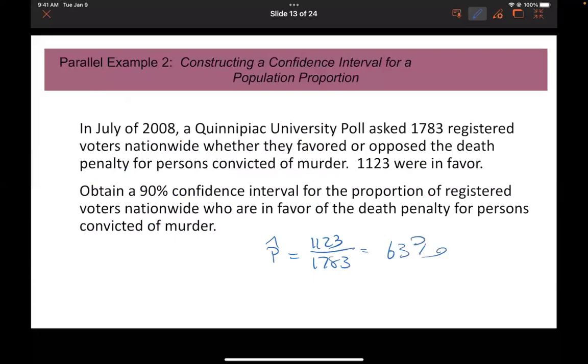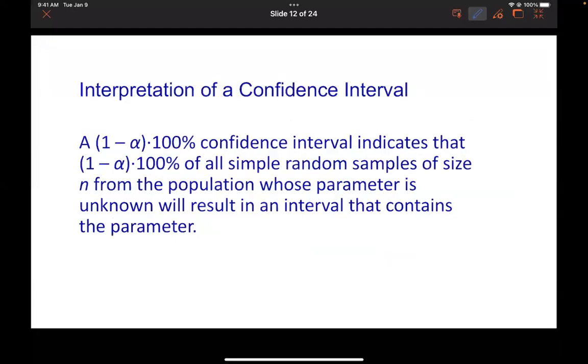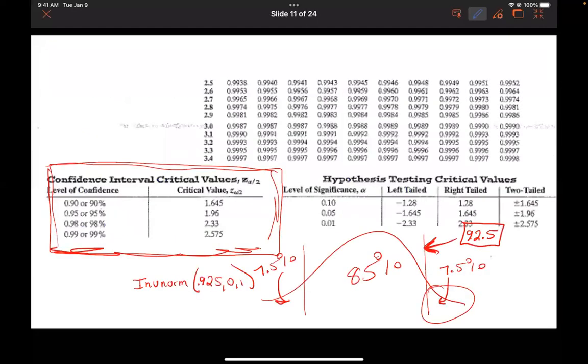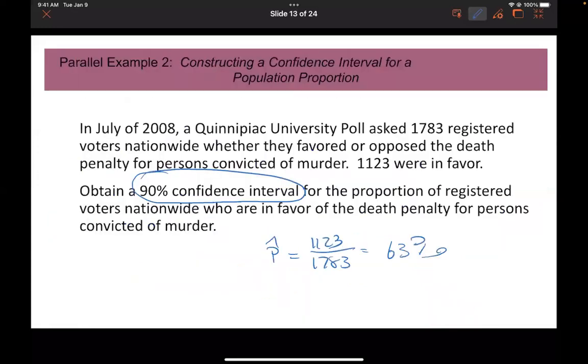Okay, we want a 90% confidence interval for the proportion of registered voters nationwide who are in favor of the death penalty. So I could either put 0.95 into my inverse norm, or I can go back here and I have my 90% right here. So I would use 1.645. Looking at your table is very smart because it's real quick.